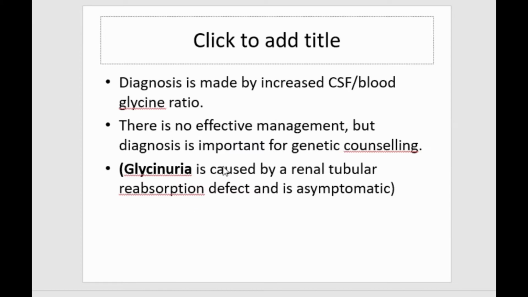So glycinuria is another disorder which is caused by a renal tubular reabsorption defect. It is asymptomatic, so we don't consider it as an amino acidopathy, and we don't discuss it here.